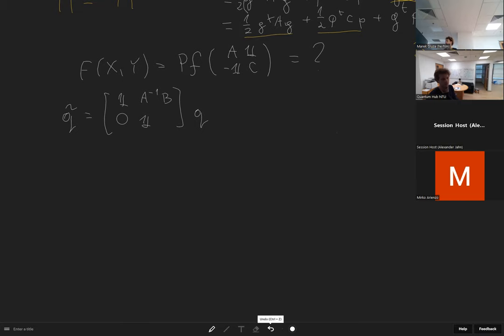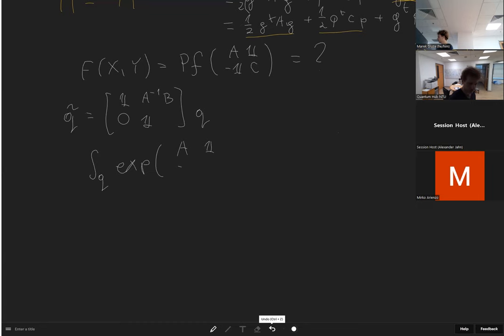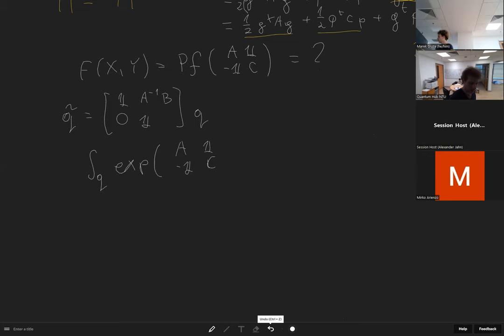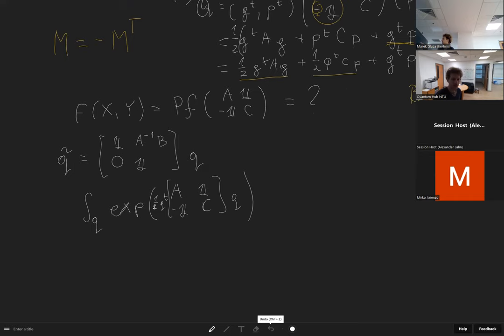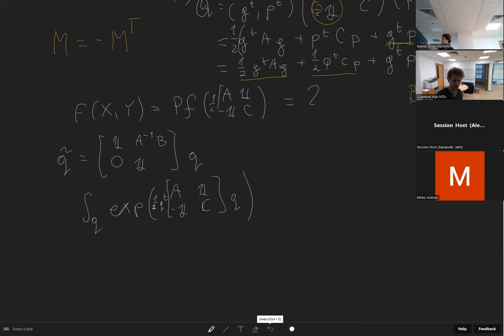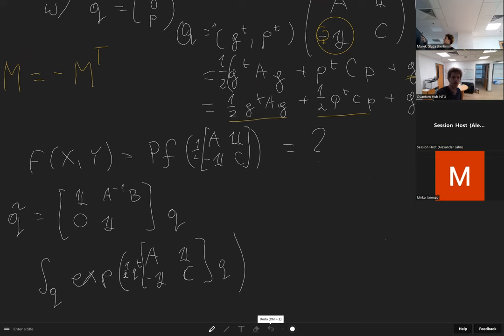a determinant equals to 1, which means that if I integrate against Q, our Gaussian exponential with A, today we have this notation A minus 1, C, and then 1 half Q transposed, this is a 2, Q here. And this is a Pfaffian here of, I will put a 1 half here, because I still need a 1 half factor here, because I was adding the 1 half ad hoc.